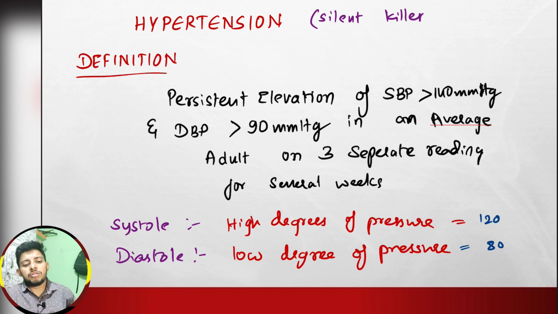Whenever a condition like hypertension comes, it is called the silent killer. The BP will be more than normal. The normotension is about 120 by 80 mm of Hg, but actually it will not be that much. That means 140 and above, that is systolic blood pressure, and 90 mm of Hg and above, that is diastolic blood pressure. So if the BP is more than 140 by 90 mm of Hg for 3 readings over several weeks, this will be said to be hypertension.